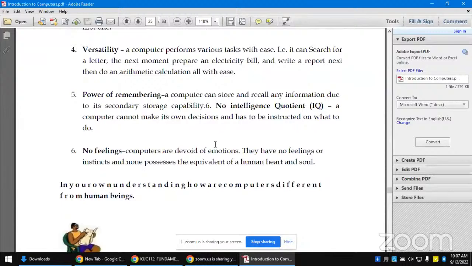The other thing is that it has no IQ, no intelligence quotient. A computer cannot make its own decisions and has to be instructed on what to do. Then it has no feelings. Computers are devoid of emotions. They have no feelings or instincts, and none possesses the equivalent of a human heart and soul.